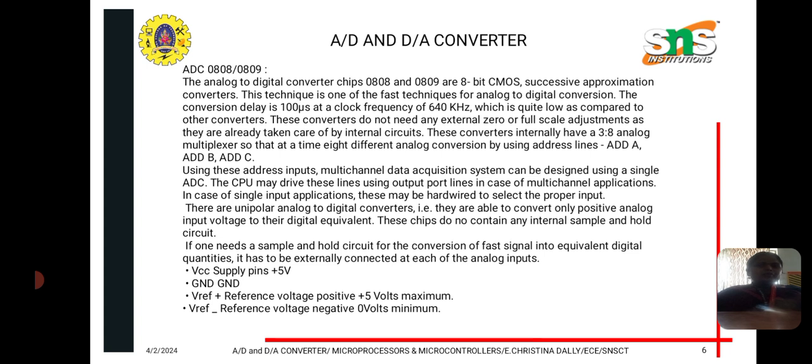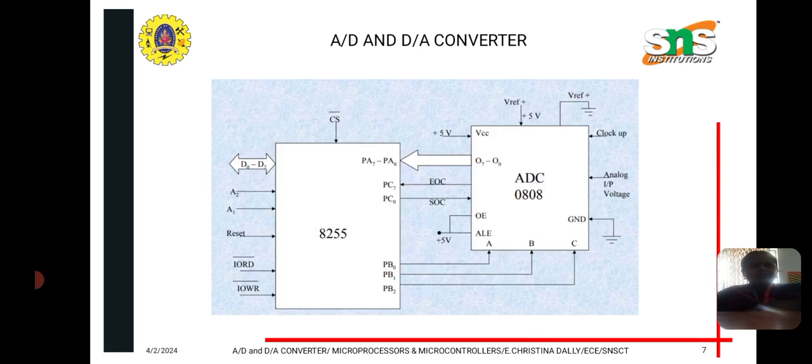The CPU may drive these lines using output port lines. In the case of multi-channel applications, one may need a sample and hold circuit for the conversion of fast signals into equivalent digital quantities. We also have some supply pins, ground pins, and the positive reference voltage, that is plus 5 volts maximum, with 0 volt as the minimum.